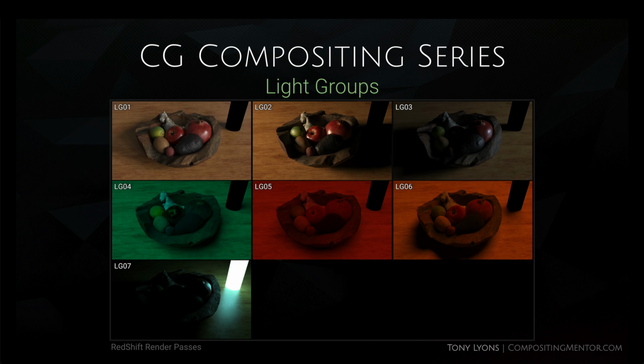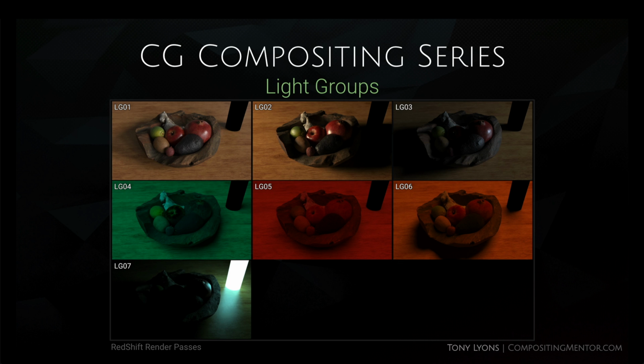In our fruit bowl render, I've broken up every light in the scene into a separate pass, and I've just named them LG01, LG02, etc. And LG just stands for light group. These could, of course, be named key and rim and HDRI. That is something you do see in some pipelines, but I just chose to name them light group 1, light group 2, just for ease of use.